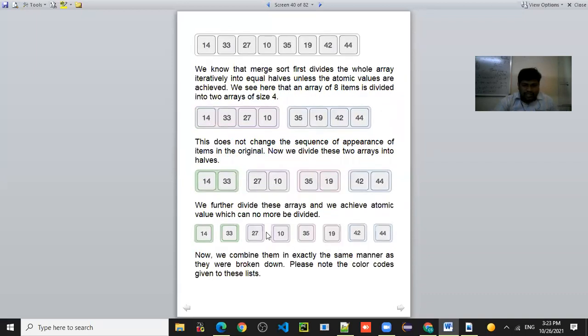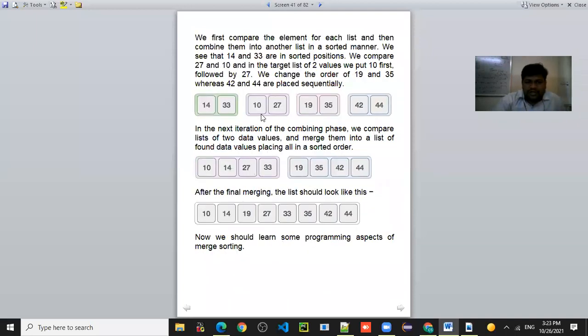Now next, 27 and 10. Are they in the sorted order? No. So first we need to sort them, right? We need to swap. The smallest element we'll consider at the left side and the greatest element at the right side. First apply the sorting, and after that you can combine. So 10 and 27 are combined.